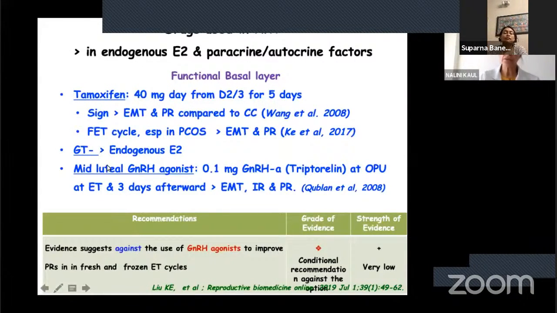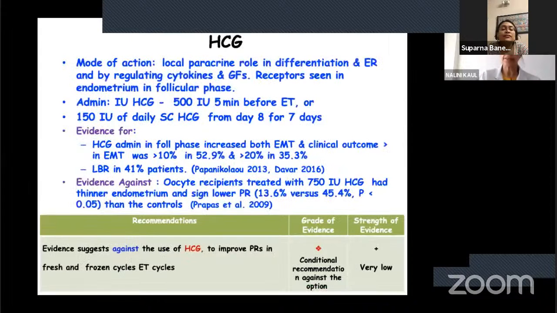Giving gonadotropin also works. Medleucel, a GnRH agonist, has been tried, giving one dose of 0.1 mg at OPU and ET, and then 3 days after. However, so far as the agonist is concerned, we don't have enough evidence to suggest that it should be used as a routine for improvement of the endometrium or for improvement of pregnancy rates.